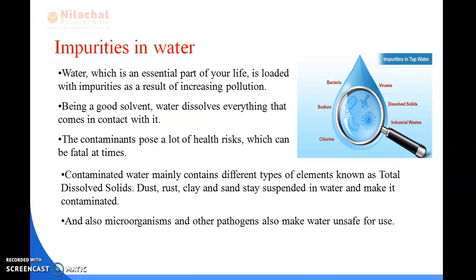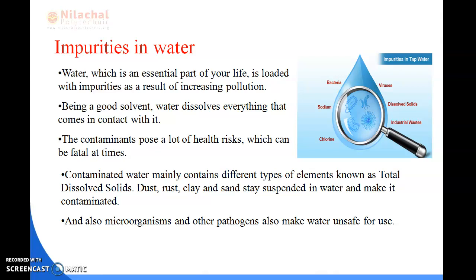Water, which is an essential part of our life, is loaded with impurities as a result of increasing pollution. Being a good solvent, water dissolves everything that comes in contact with it. The contaminants pose a lot of health risk, which can be fatal at times. If impurities are present in water, it causes health risks that are very harmful for human beings.